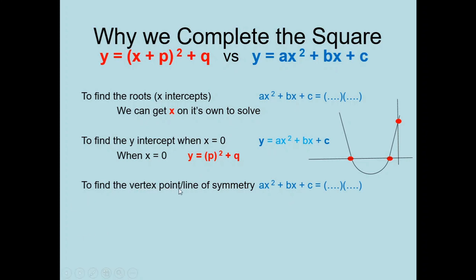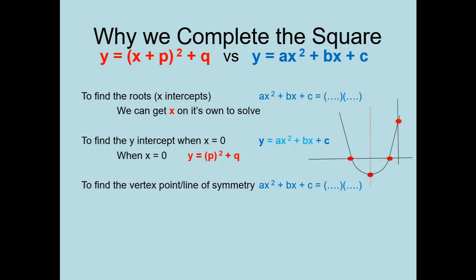Find the vertex point, or line of symmetry. Now, in this format, we would need to first solve it, so I'm suggesting factorizing, finding your two roots, and finding the line of symmetry, which is right in the middle of those two roots. You can find that by averaging these two x values, and then you get the middle. Once you've got that x value in the middle, you want to find the y value that goes with it on this curve, so substitute that x value into this formula to get your minimum point.